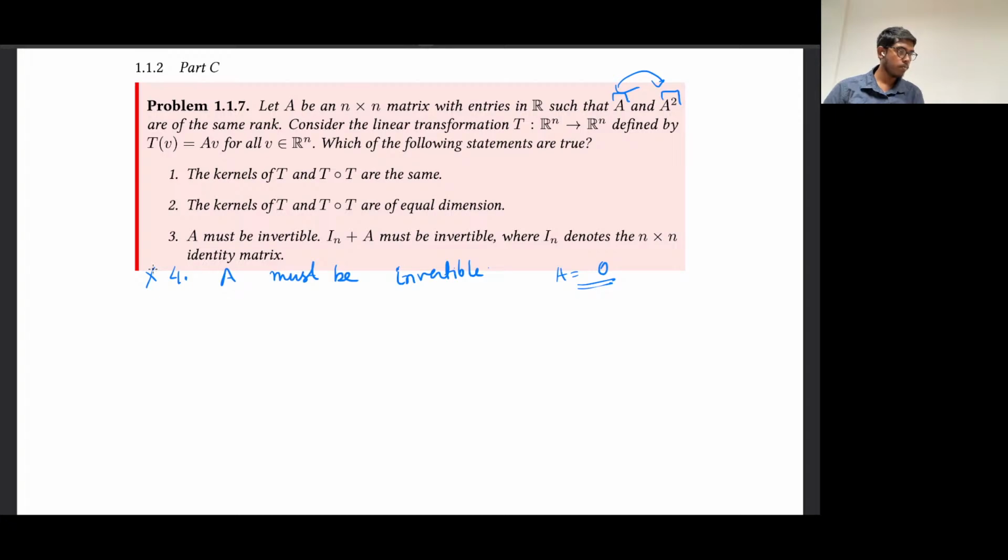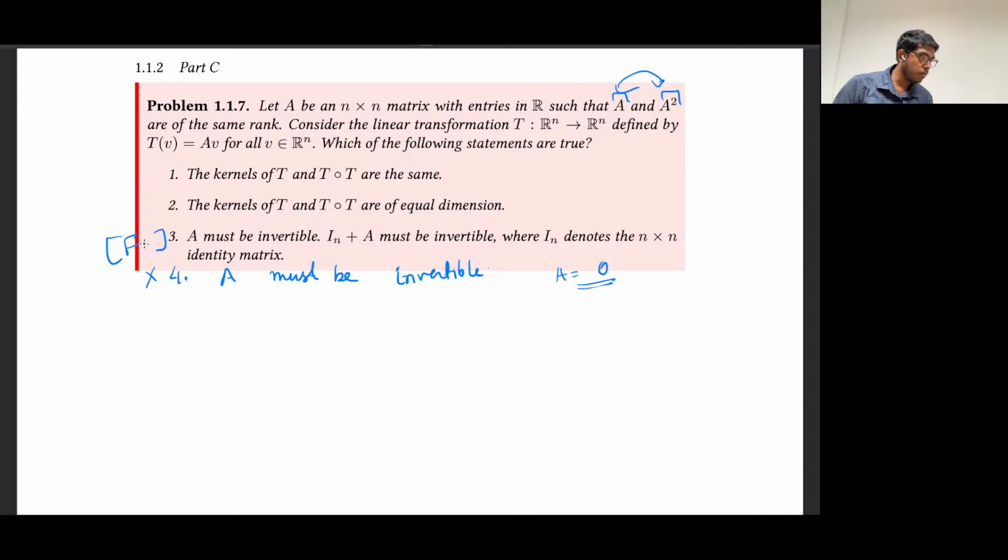Yeah, any guess? Three is false. Okay, so this is also false. And what about option one and two? Yeah, if one is true, then of course two is true, because if the kernels are the same, then of course the dimension would be the same.